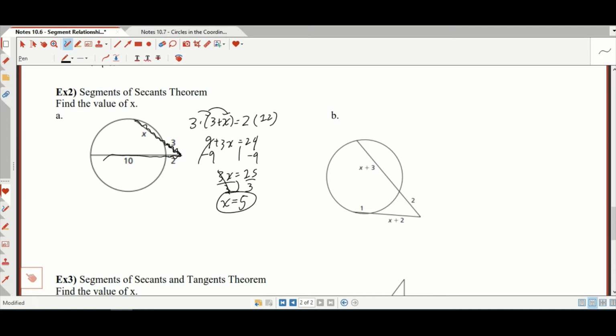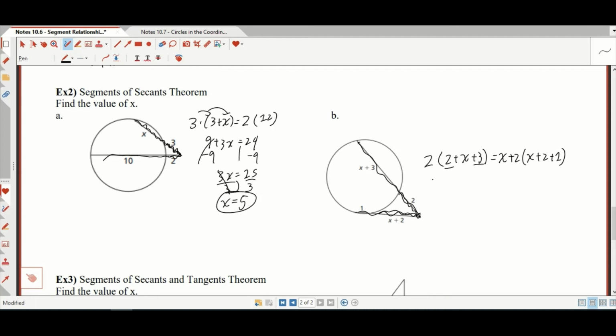I'm beginning to sense a theme here. Okay, now this one's going to be similar. External times the external plus the internal. 2 times, well, 2 plus x plus 3 equals the external, x plus 2, times the external plus the internal, x plus 2 plus 1.